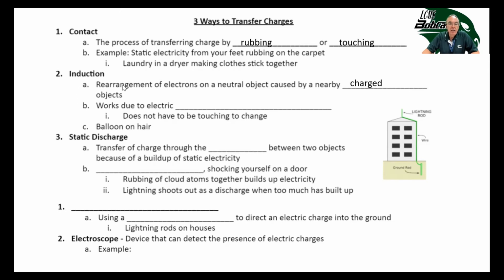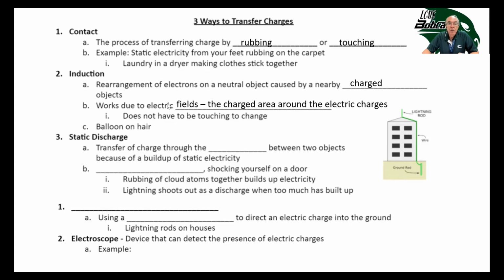Okay. And then induction is the rearrangement of electrons on a neutral object caused by a nearby object. So if the object got extra electrons on it by direct contact, the first one, then it has an electric field around it now. It has a negative charge. So things that come into that field are going to be affected by the charge that it has. And this is what induction is: the rearrangement of electrons on a neutral object caused by a nearby charged object.